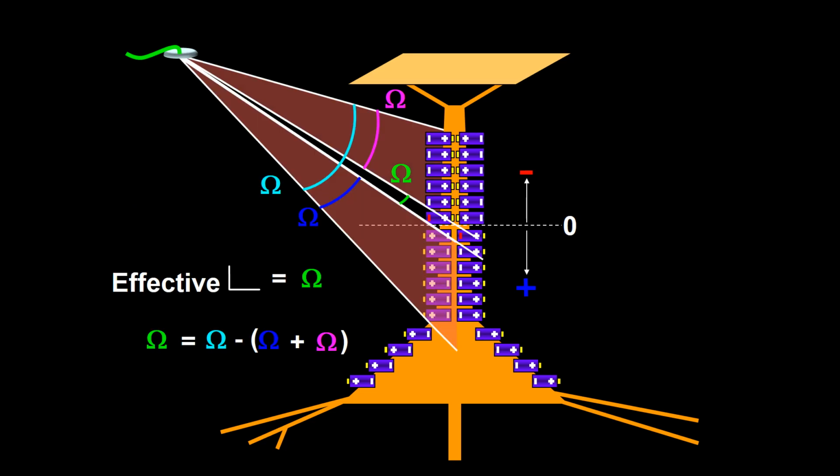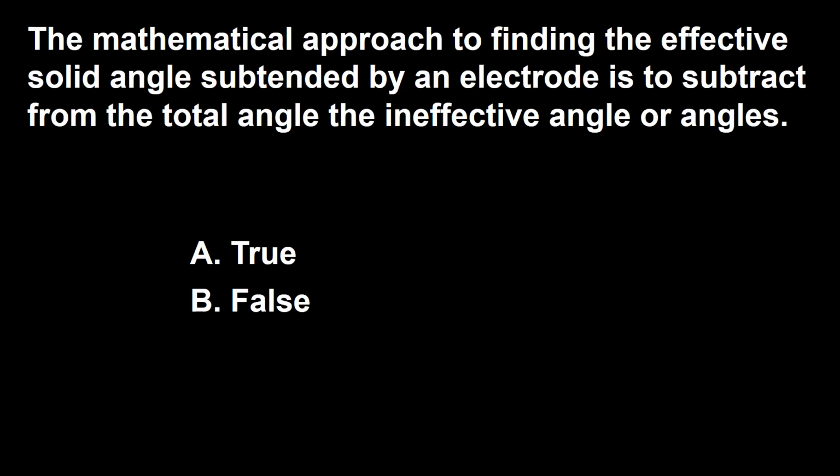The mathematical approach to finding the effective solid angle subtended by an electrode is to subtract from the angle here, represented in aqua, the sum of the ineffective angles: above the effective solid angle, represented in magenta, and the ineffective solid angle below the effective angle, represented in blue. So the answer to this question is true.